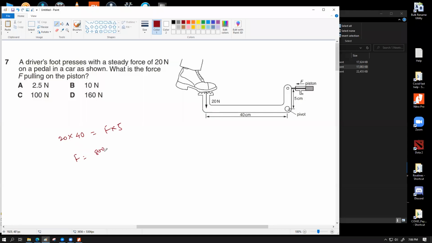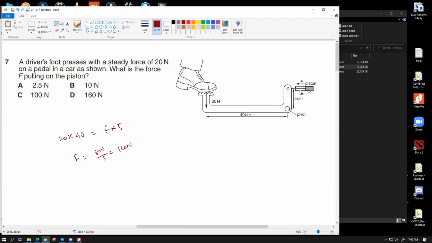800 divided by 5, which should be 160 Newton. Exactly. So you can see that by pressing this lever by only 20 Newton of force, we can achieve a force of 160 Newton on the piston. That's 8 times bigger force. So the mechanical advantage for this setup is 8.